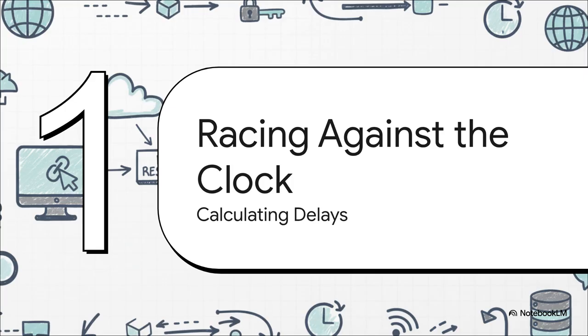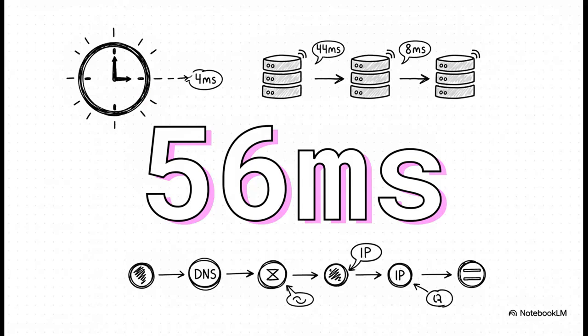Now for the fun part. Let's get out a stopwatch and see how long this all actually takes. And the clock starts now. First up is the DNS lookup. We've got a few hops to make, adding up the time it takes to check with each server: a 4, a 44, and an 8. That gives us a grand total of 56 milliseconds. Just to find the address. We're not even talking to the website yet.